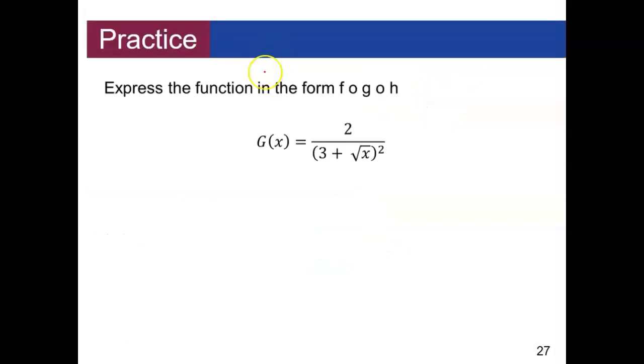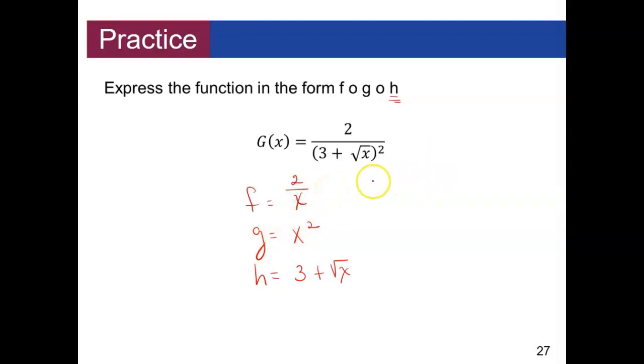Okay, so here's one for you to practice with, and this one actually has three functions that are being put together. So we need to find the f, the g, and the h. So see if you can find those. Okay, we want to start with the most interior function. So I'm going to let the h be 3 plus the square root of x. And then I'm going to let g be x squared. And then I'm going to let f be 2 over x.